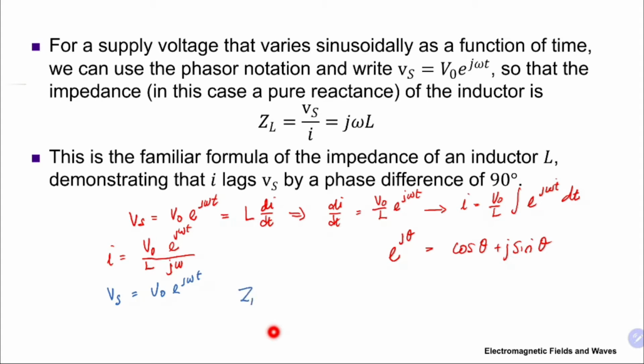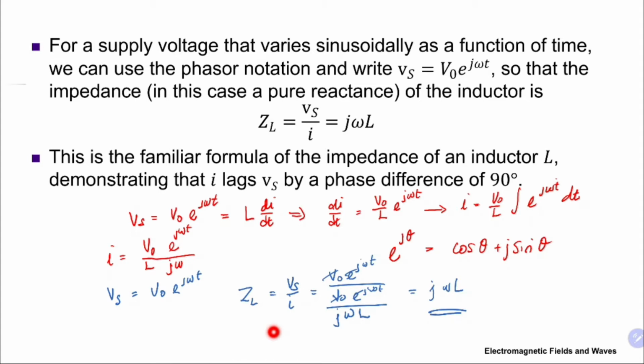And then our impedance ZL equals Vs over I. That will be V naught e^(j omega t) over V naught e^(j omega t) over j omega L. And this cancels out, and therefore this is equal to j omega L. Okay, so that is how the impedance of your inductor comes from. I'm sure you know that the impedance of an inductor is equal to j omega L.